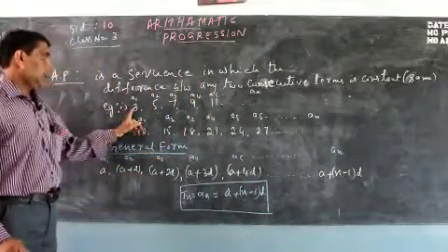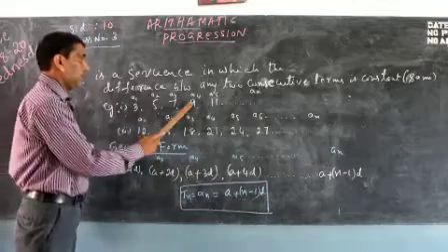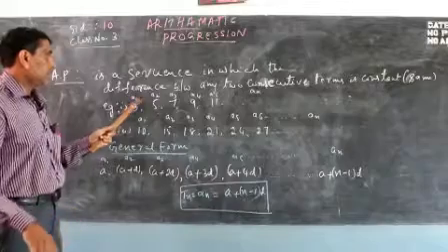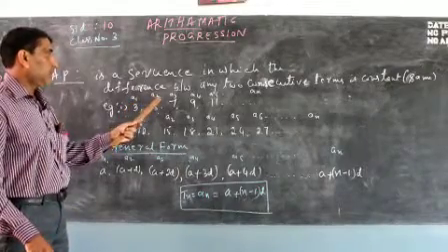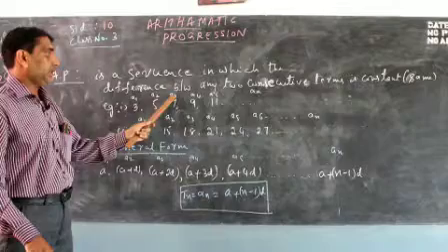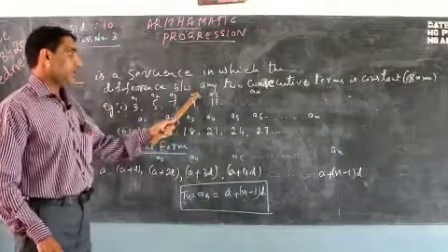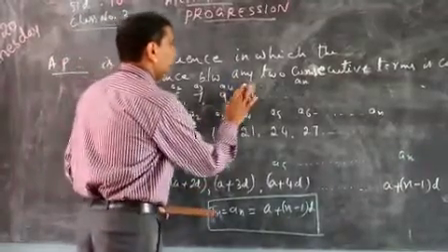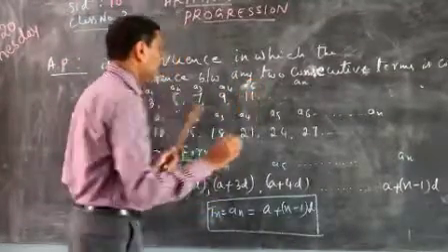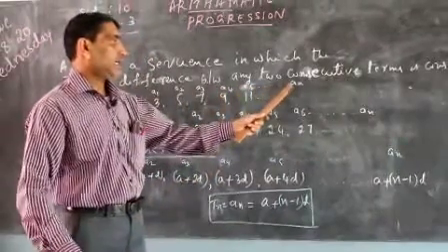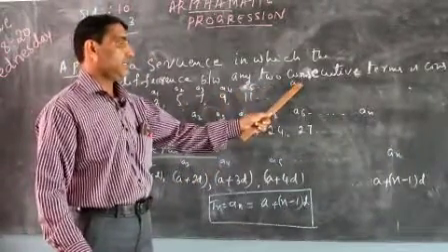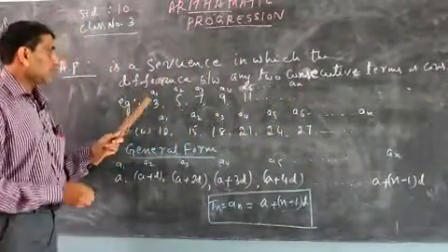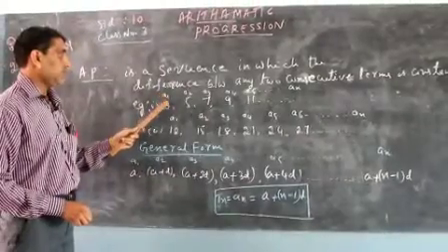Here I have given some examples. Example: 3, 5, 7, 9, 11. Here 3 is the first term, denoted by A1 or A also. 5 is the second term, denoted by A2. 7 is the third term, denoted by A3. 9 is the fourth term, denoted by A4, and 11 is the fifth term, denoted by A5. And what about the last term? The last term is denoted as AN. AN is the nth term of the arithmetic progression. Here A1 is also the same as A. Both A1 and A are the same.